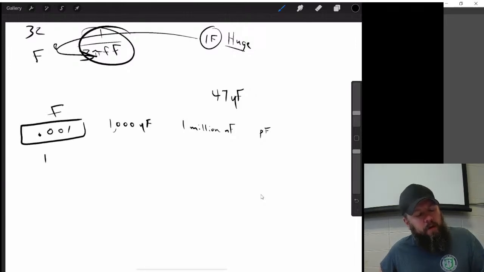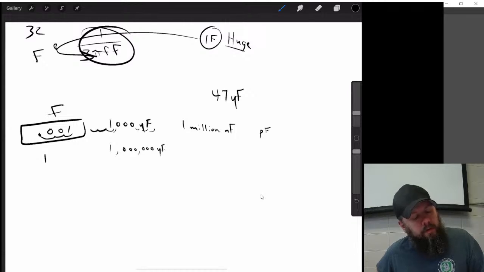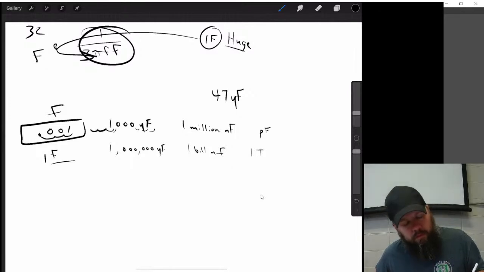So 1 farad would be what? We move that 1, 2, 3. 1, 2, 3. So that'd be 1 million microfarads is equal to 1 farad. 1 billion nanofarads will be equal to 1 farad, and 1 trillion, I believe.